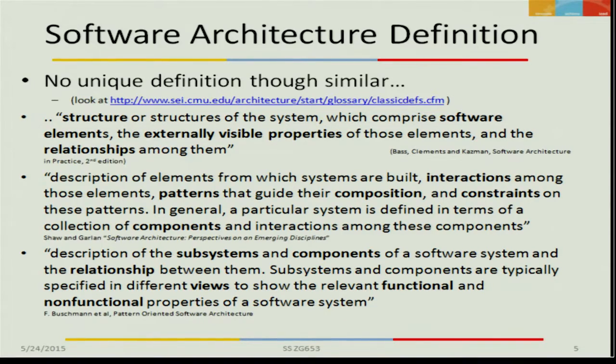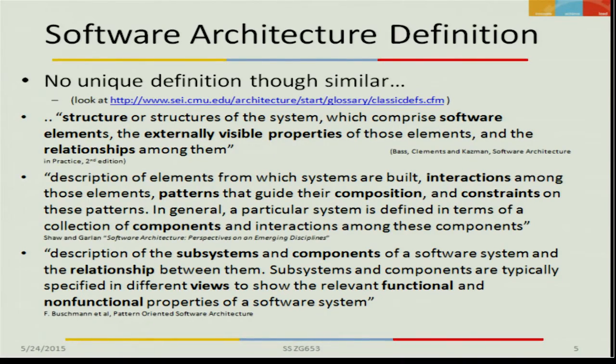One of the important definitions says architecture is nothing but a structure or structures of the system which comprise software elements, the externally visible properties of those elements, and the relationships among them. I have highlighted some of the keywords in bold because those are important: software elements, externally visible properties of those elements, and relationships.